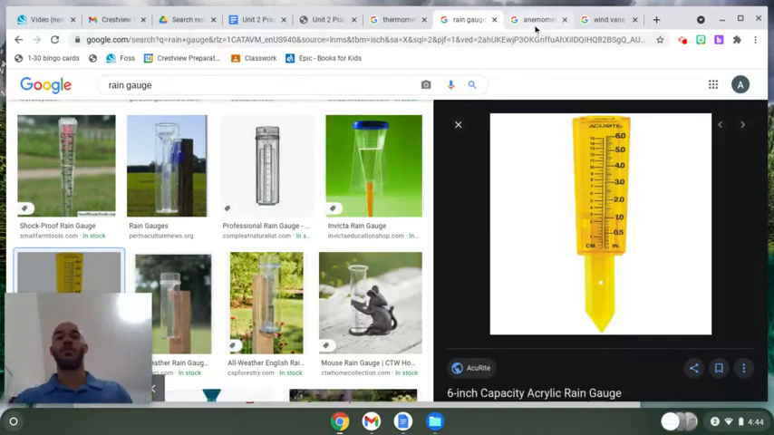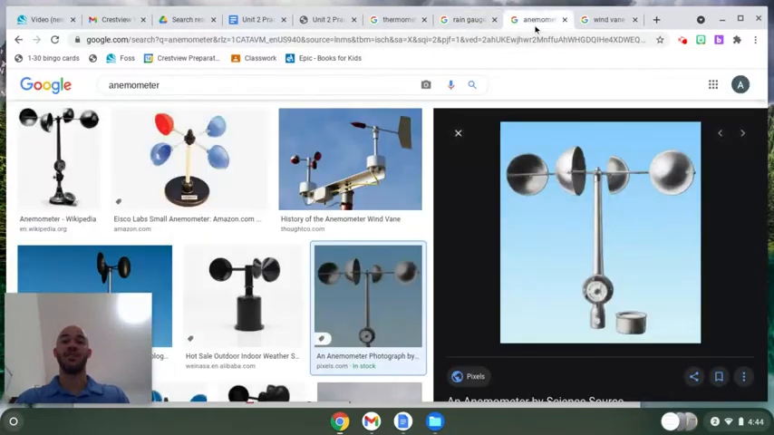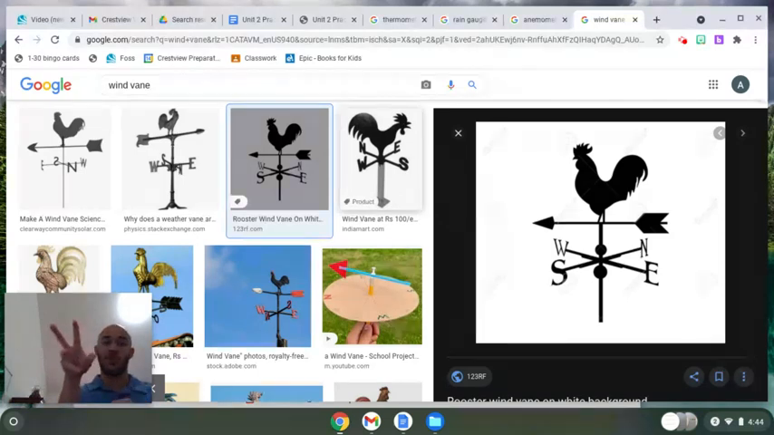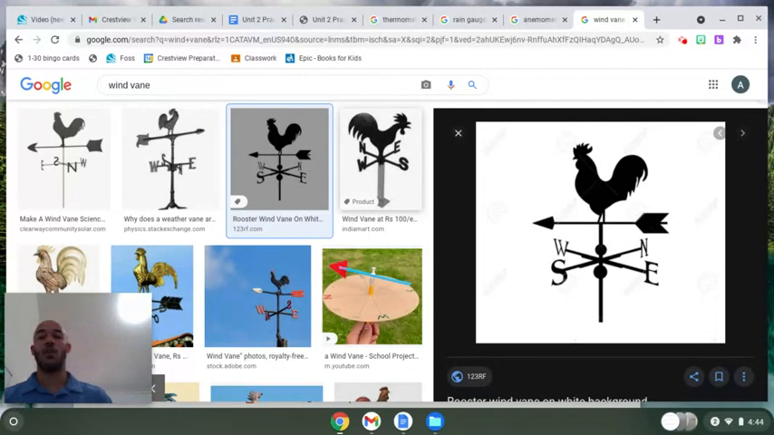Another tool that meteorologists use is an anemometer. An anemometer is a tool that measures how fast the wind is moving. It measures the wind speed. Okay? And another tool is a wind vane. You guys used one where you put the straw with the little orange triangle there. Right? And a wind vane lets you know the direction that the wind is blowing in.